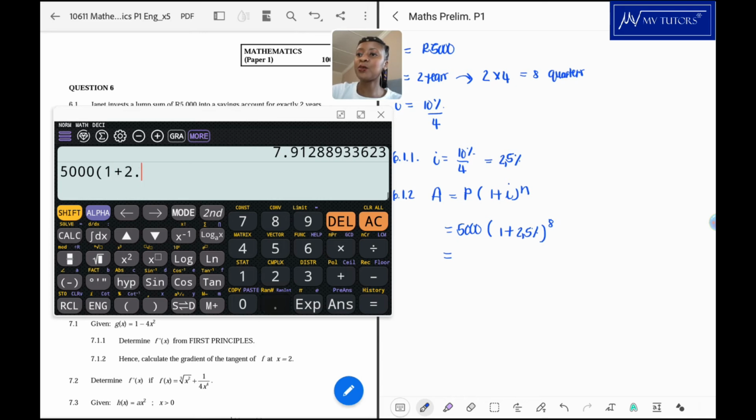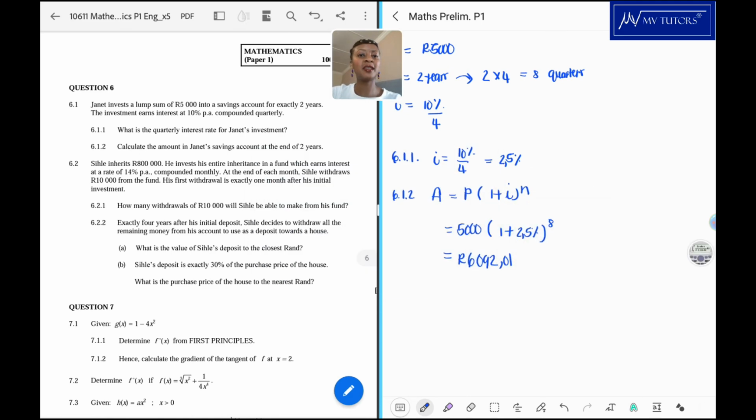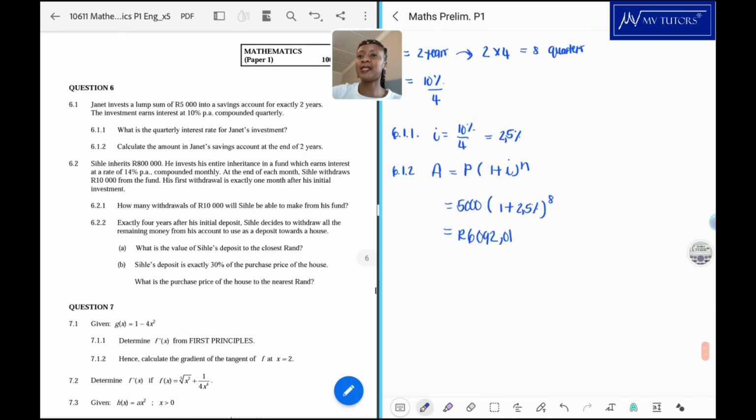So 1 plus 2.5, where's percent? Okay, percent. And to the power 8. So we have 6,092 Rand and 01 cents. We always round off to 2 decimal places.